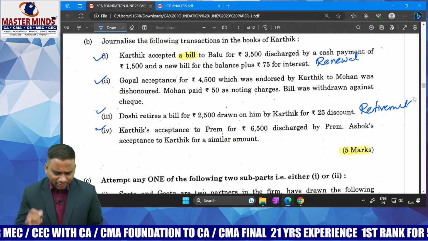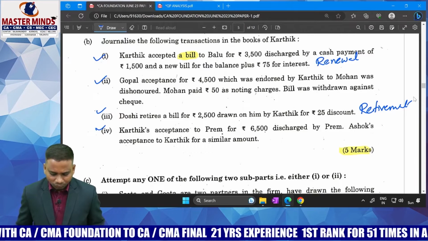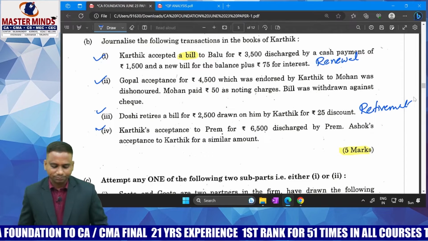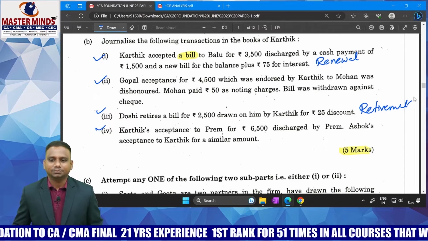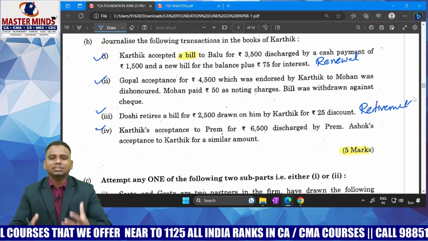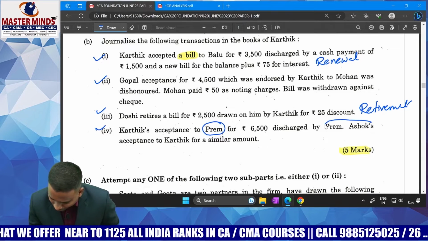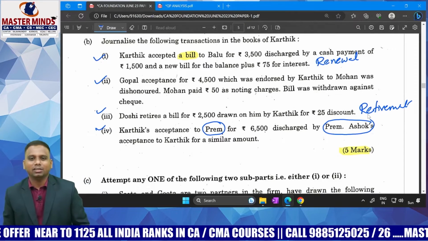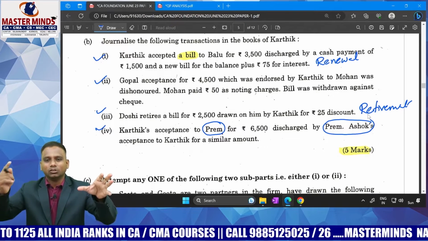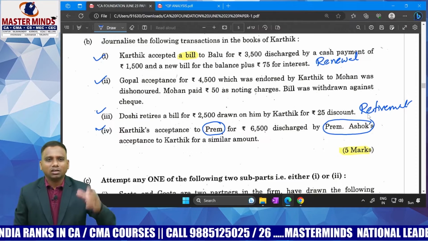Next, Karthik's acceptance to Prem for 6,500 discharged by Prem. Ashok's acceptance to Karthik for a similar amount. What happened here? There may be chances of getting confused between Prem and Prem Ashok. Don't get confused, students. Karthik's acceptance is to Prem. Prem is separate. Prem Ashok is separate. Don't get confused.